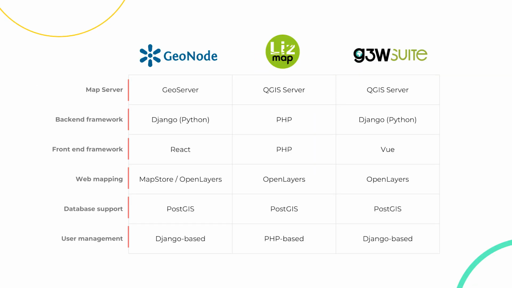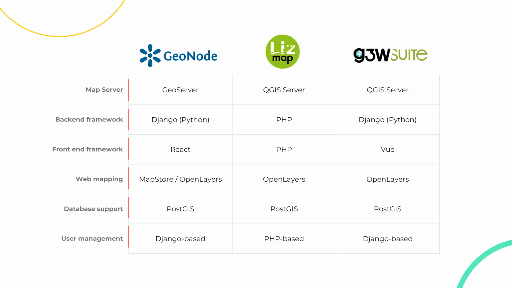So I'm going to start with a comparison of GeoNode, Lizmap, and G3W Suite, which share similarities, and then I'll speak briefly about some JavaScript libraries. Some comparisons between these ones: all three require a map server. GeoNode uses GeoServer, which is ideal for managing large, complex systems. It's really well-established, mature software, and it's very performant. Lizmap and G3W Suite use QGIS Server, which is great for deploying maps and services from QGIS projects directly into a web project.